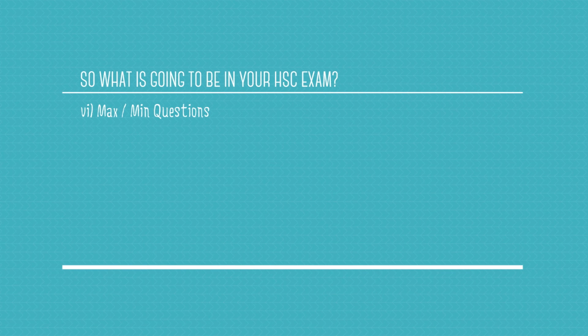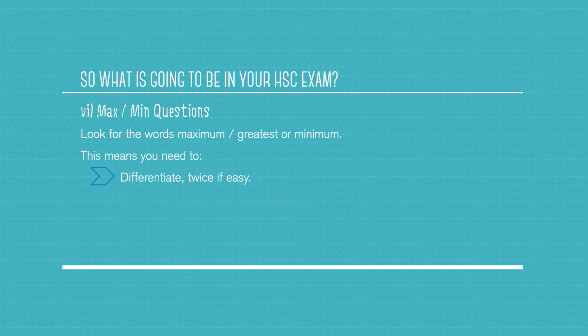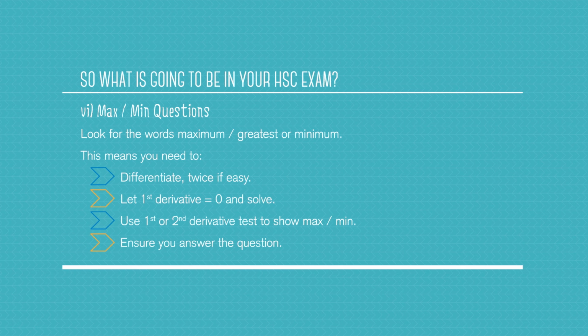You're going to get a max-min question, and this is the last of the things. So when you read the question, go looking for the words maximum, greatest, or minimum. And once again, it should trigger a response. You should then think, right, I'm going to differentiate once, twice if you think it's an easy one to differentiate. I'm going to let the first derivative equal naught and solve. I'm going to use my first or second derivative test to show it's a max or a min. And make sure you answer the question.